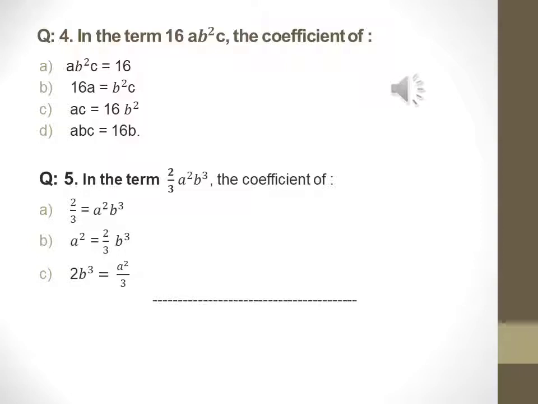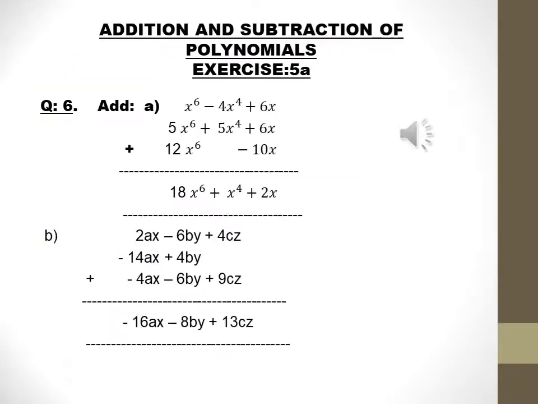In question number 5, we are given a term 2 by 3 a square b cube. The coefficient of 2 by 3 is a square b cube, and the coefficient of a square is 2 by 3 b cube. And in part C, the coefficient of 2b cube is a square by 3. Dear students, question number 6, 7 and 8 are explained in the next video.